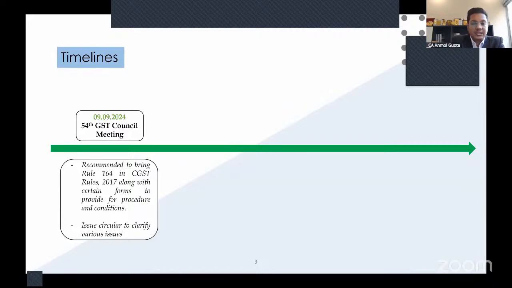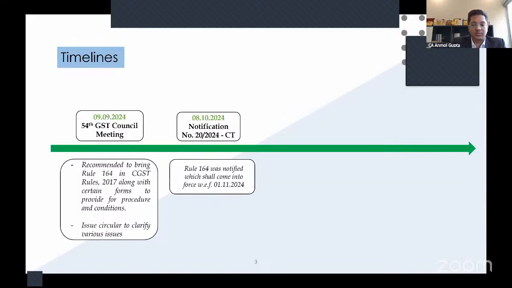So, immediately in the next council meeting, that is the 54th council meeting, two agendas were discussed. One is to bring Rule 164 into effect in order to prescribe the mechanism and the forms in which you have to file the application under the scheme, the procedures, and also to issue a circular to clarify various open issues that were there, which were not addressed in Section 128A and the industry was facing.